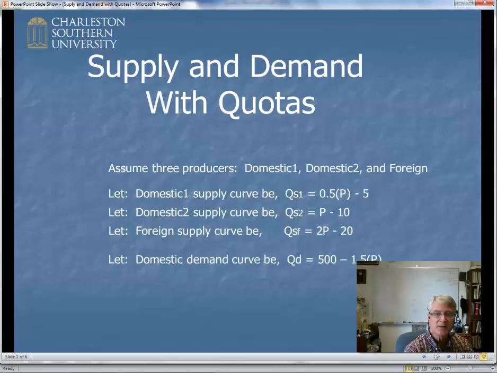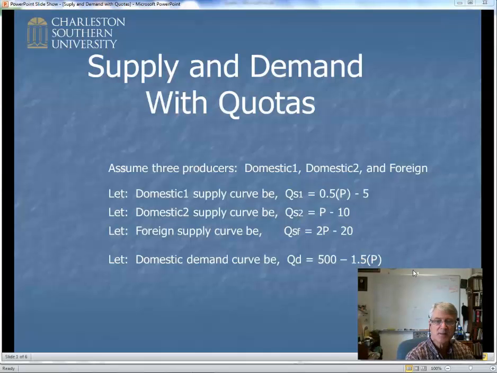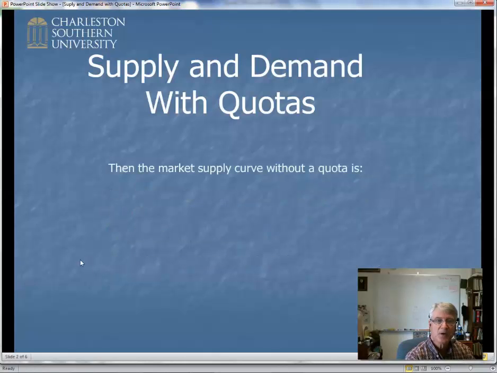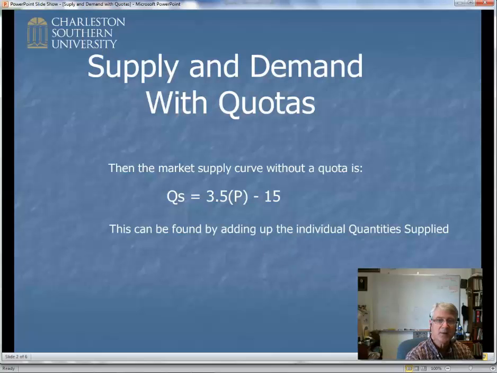Now let's let the domestic demand curve be 500 minus 1.5p. Then the market supply curve without a quota is just the horizontal summation of the individual quantity supplied. And this is its total. It will be 3.5p minus 15. And the way we got that is we just added up the individual quantity supplied, and I've gone ahead and written them out here for you so you can see this is the first supply curve, this is the second one, and this is the third one.